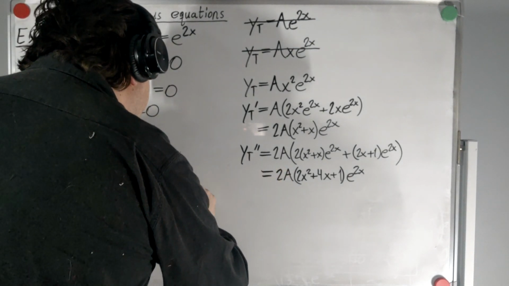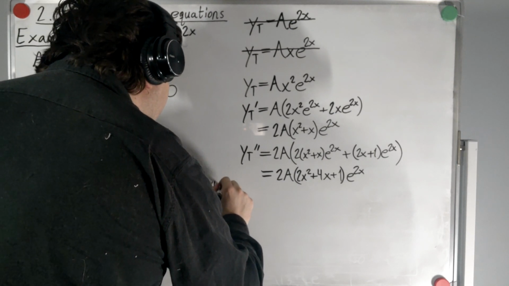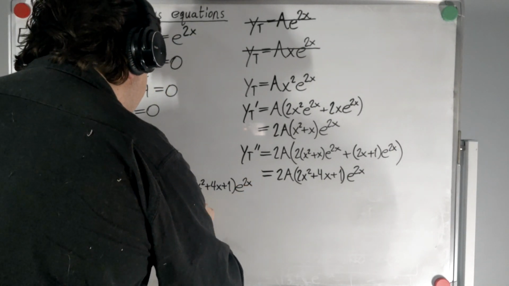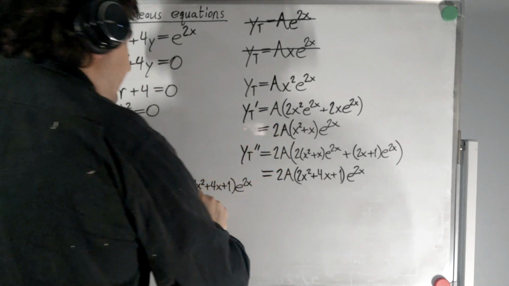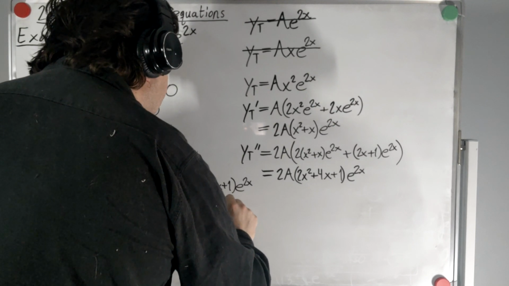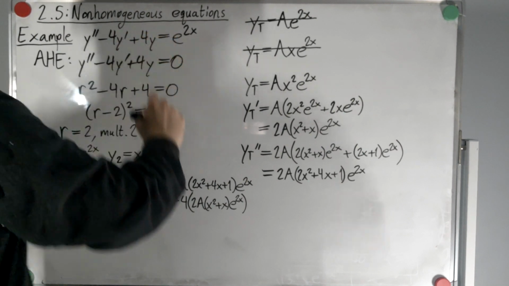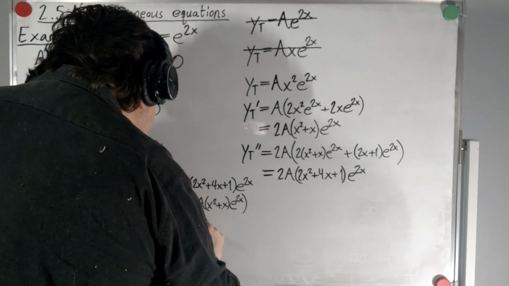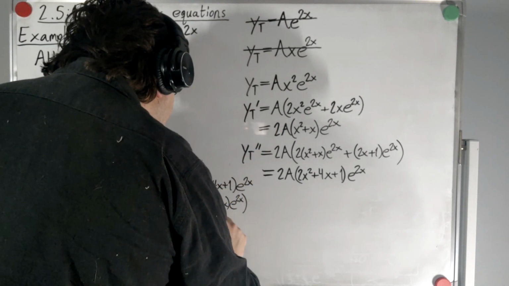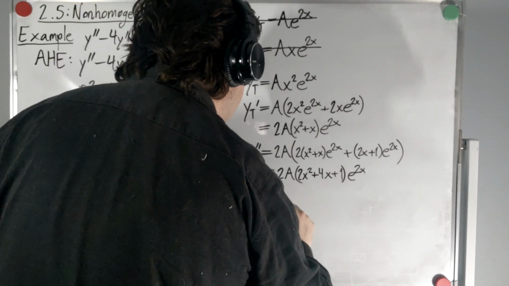So we'll get 2a times 2x squared plus 4x plus 1 times e to the 2x. Subtract from this 4 times 2a times x squared plus x e to the 2x. Add to this 4 times the original, which is ax squared e to the 2x. All of this together should be equal to e to the 2x.